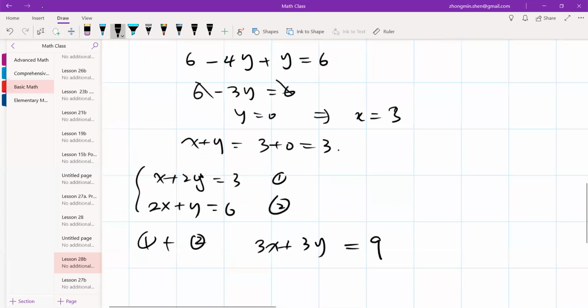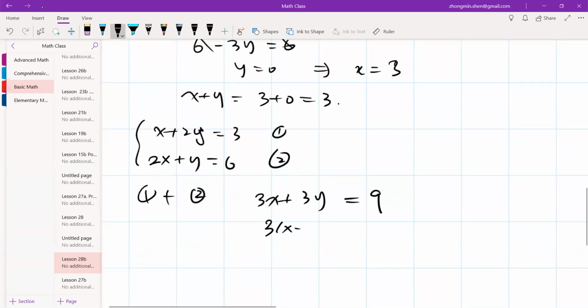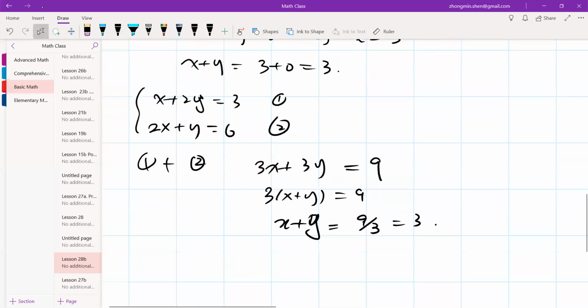So how to get x plus y? Just divide by 3 on both sides. So x plus y is 9 over 3, which is 3. So you don't need to find the value of x and the value of y. Okay?